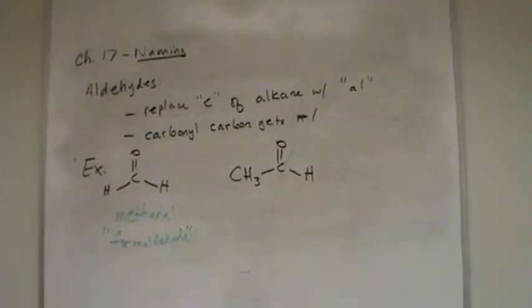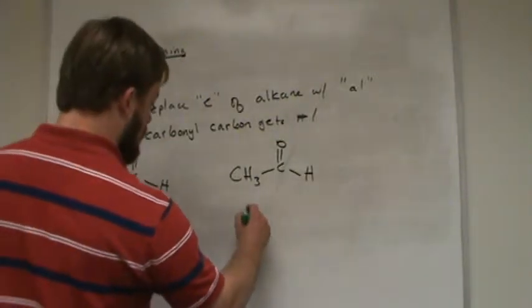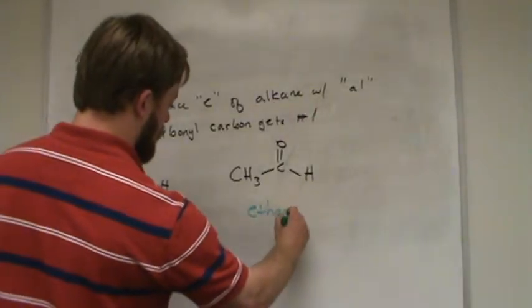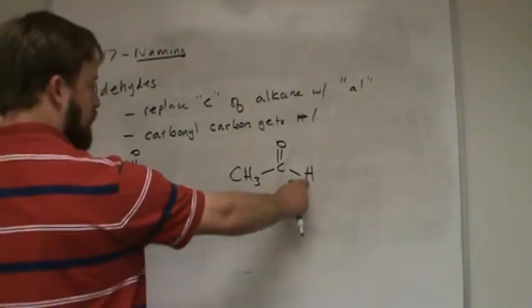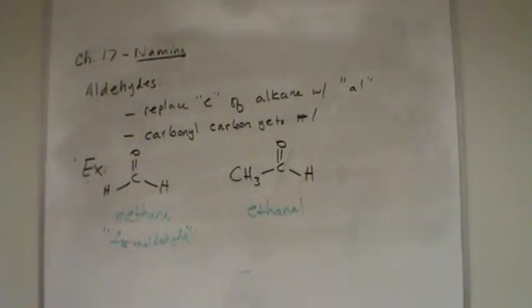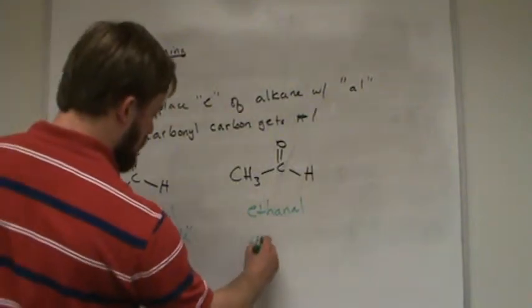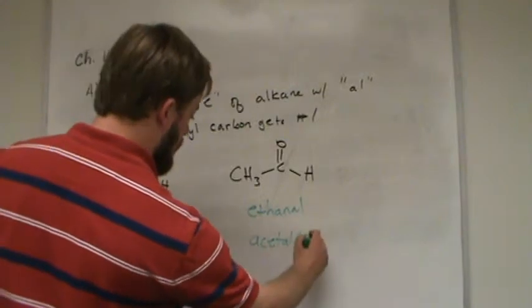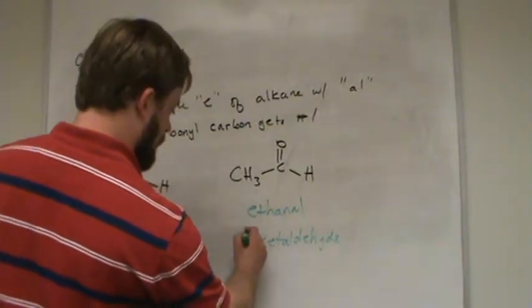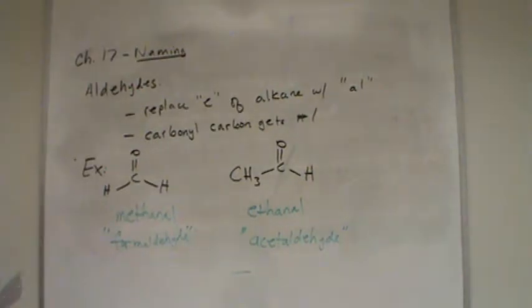And then the next one, there's 2 carbons. So ethane is the parent alkane. Drop the E, replace with al, and you'll get ethanal. Now the common name here, probably one that you want to know. The common acid, so if this was OH, would be acetic acid. So this is acetaldehyde. Acetaldehyde is the common name.